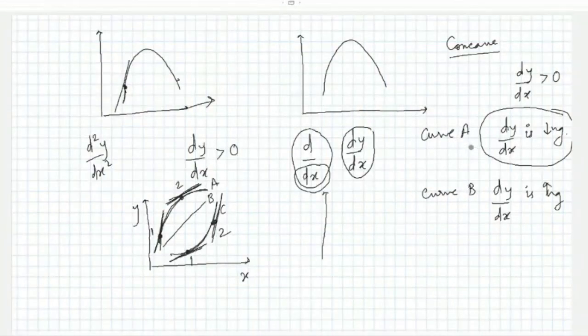Notice I am talking about increase in the slope and not increase in y. There's a difference, right? And I want you to be very, very clear with this difference, that when I talk about dy by dx, I am talking about the change in y with a unit change in x. Okay? Change in y with a unit change in x.